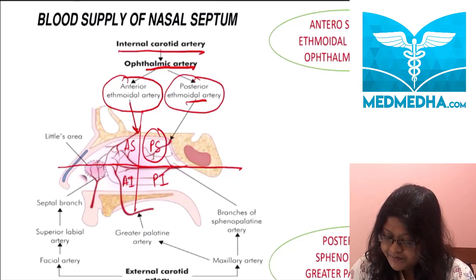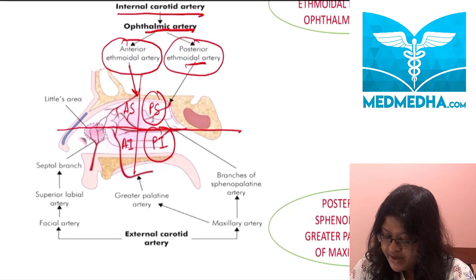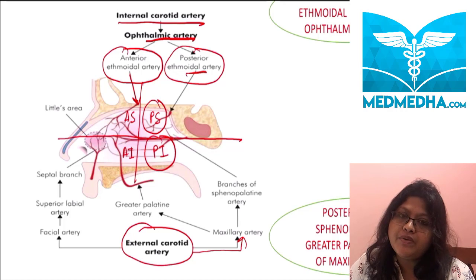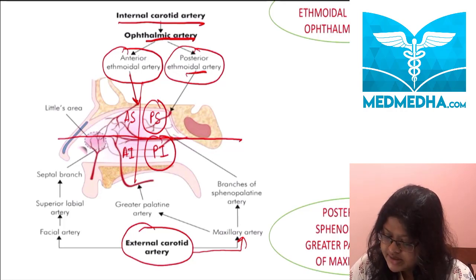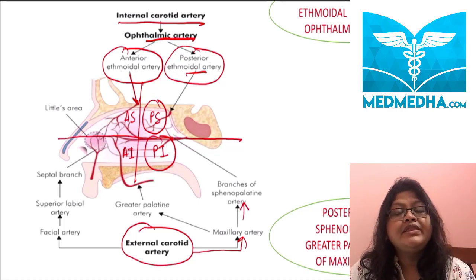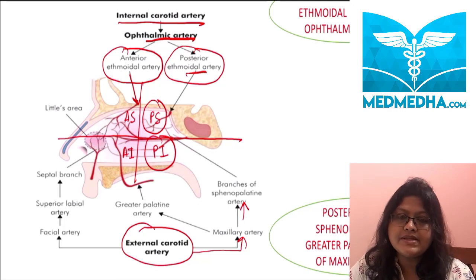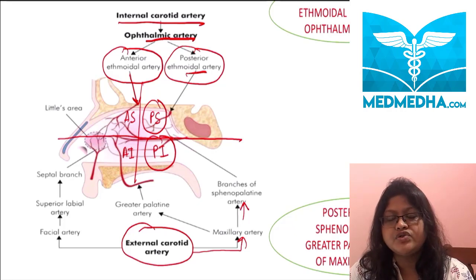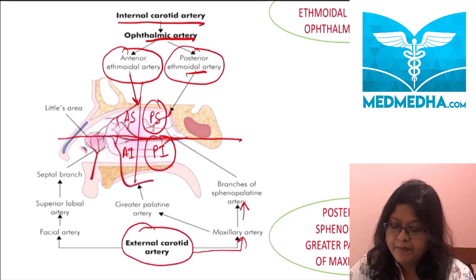Next, we have the posterior-inferior part. Again we have the external carotid artery. The external carotid artery will be giving the maxillary artery. One of the branches of the maxillary artery is the sphenopalatine artery. This sphenopalatine artery will be supplying the posterior-superior part of the nasal septum. Also, it will give some branches to the posterior-inferior part.